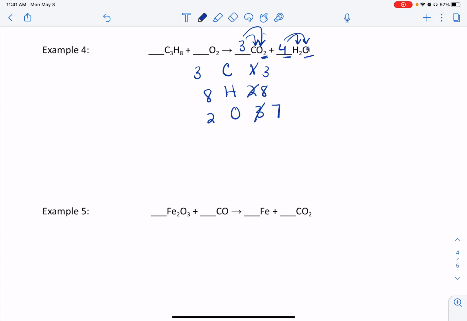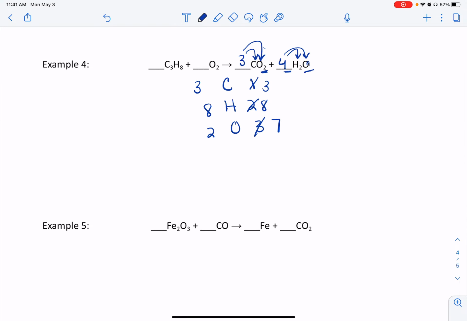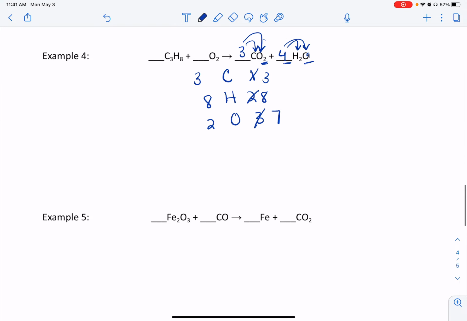So 4 plus 6, right? 3 times 2 is 6. 4 times 1 is 4. That gives me 10. So I'm going to have 10 oxygens. So now my carbon is balanced, my hydrogen is balanced, but my oxygen is not. I have 10 on the right and only 2 on the left.